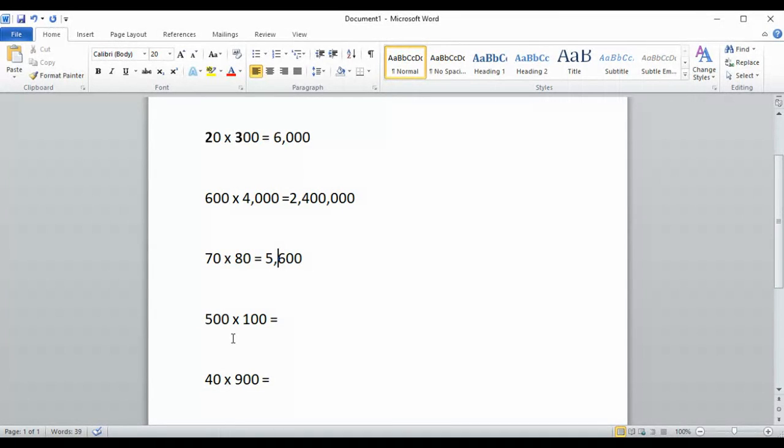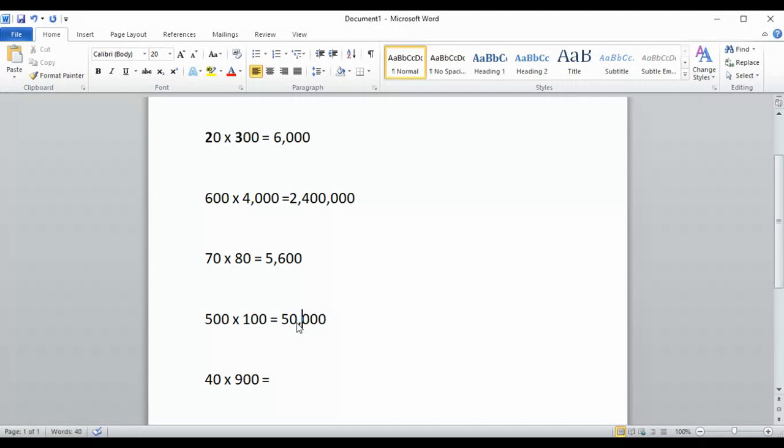So we have this problem, 500 times 100. Find the math fact, 5 times 1. 5 times 1 is 5. How many zeros shall we add? 1, 2, 3, 4. Then put in our comma. So 500 groups of 100 is 50,000.